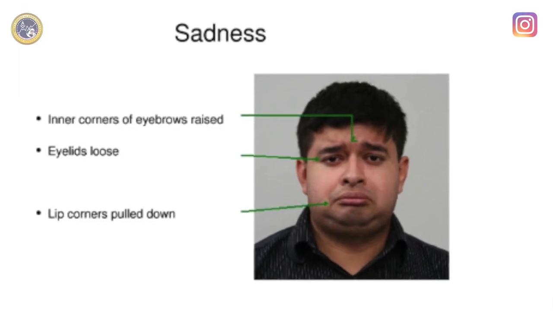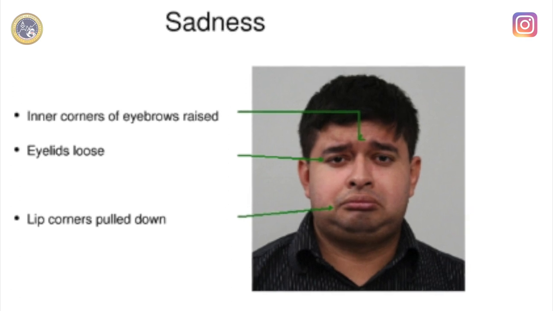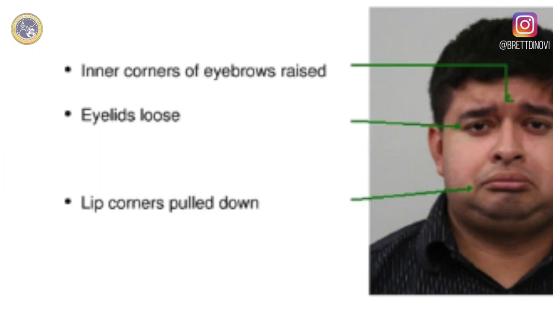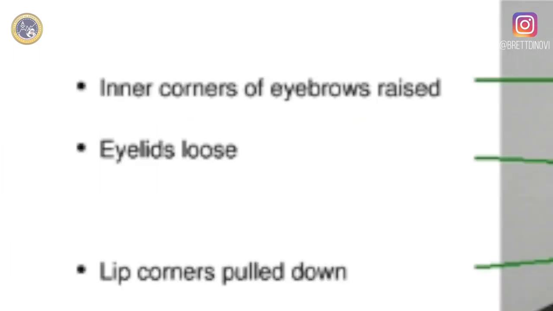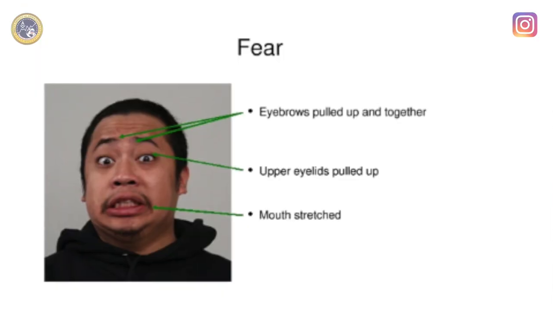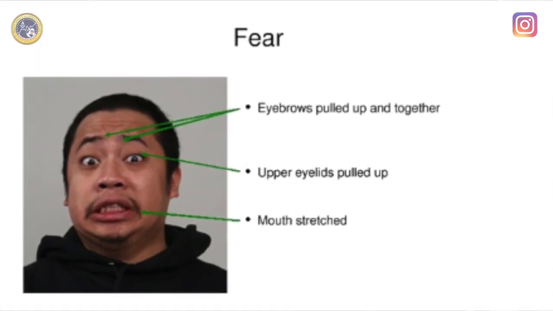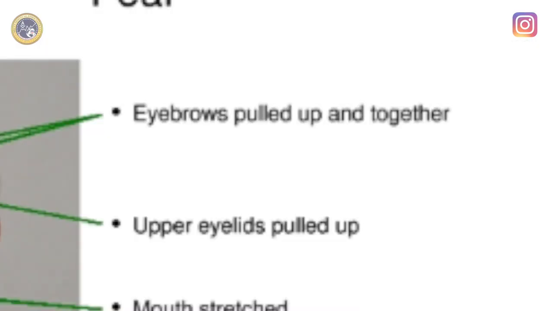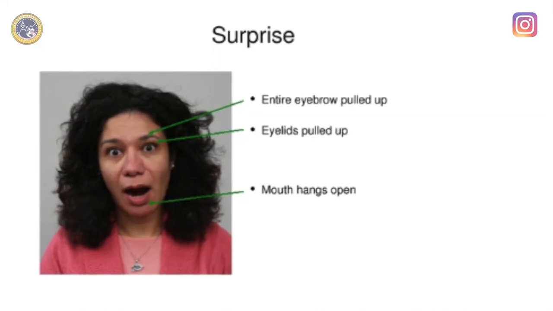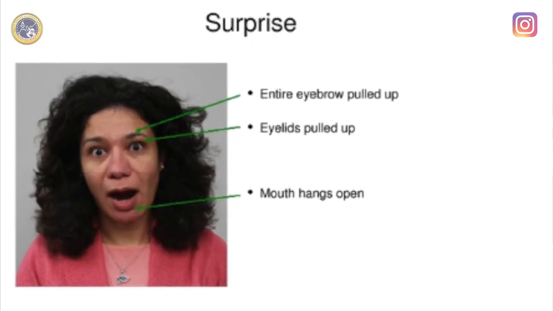Emotion number five that many people try to conceal is sadness. And Paul Ekman's demonstration of this looks something like this. Emotion number six that many people try to conceal is fear. And the example of fear looks something like this. And emotion number seven that many people do try to conceal is surprise, which may look something like this.